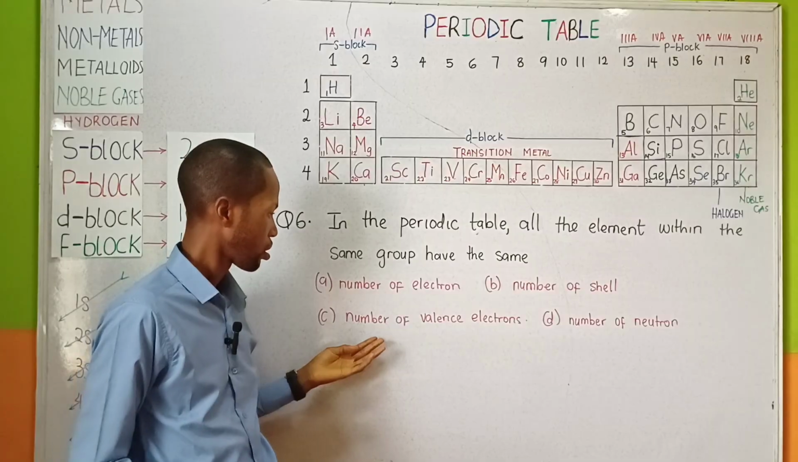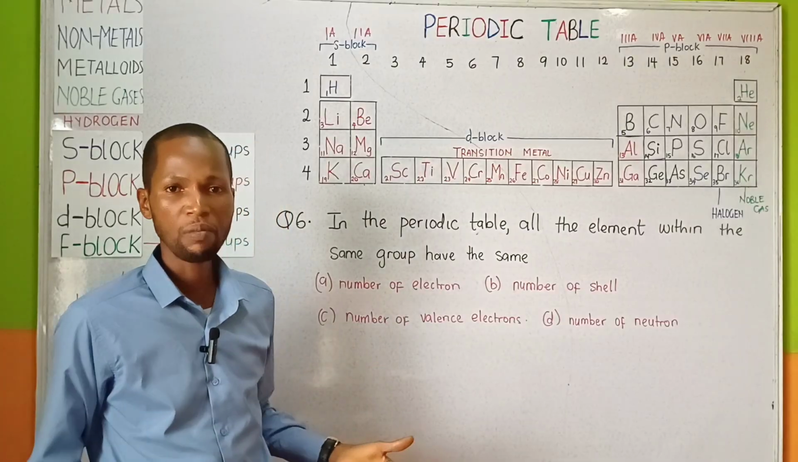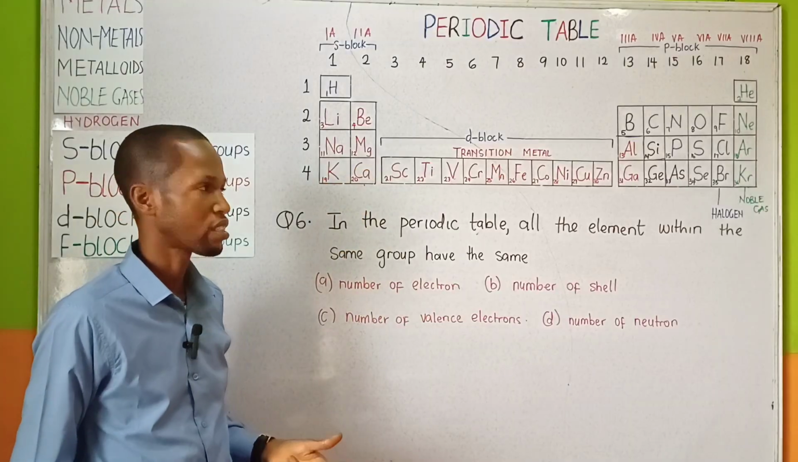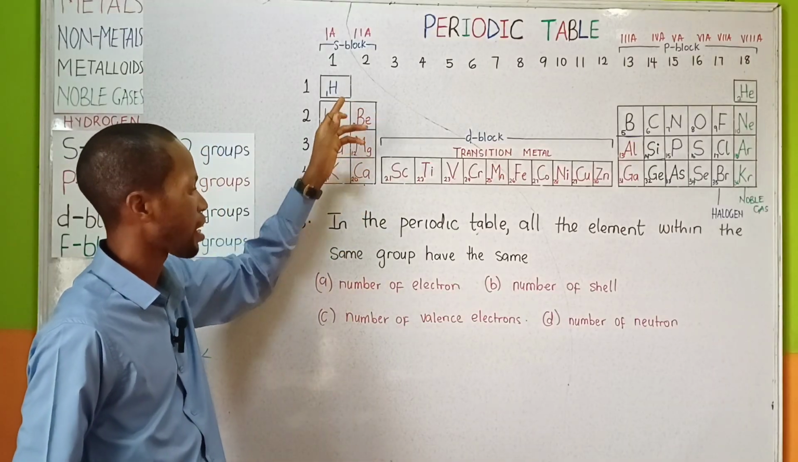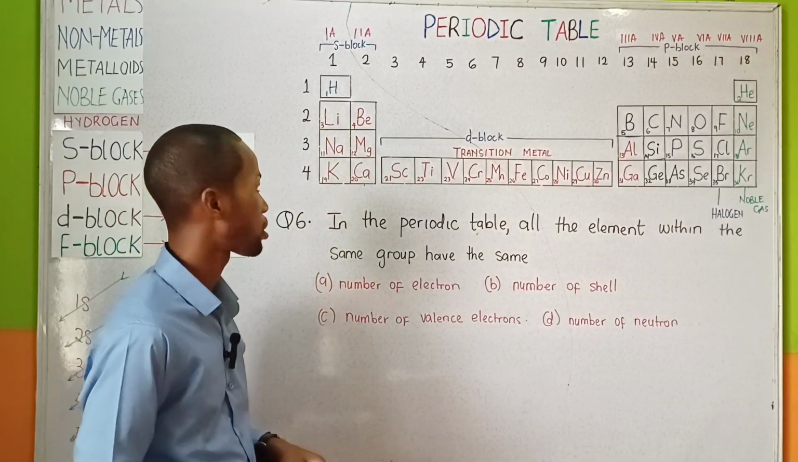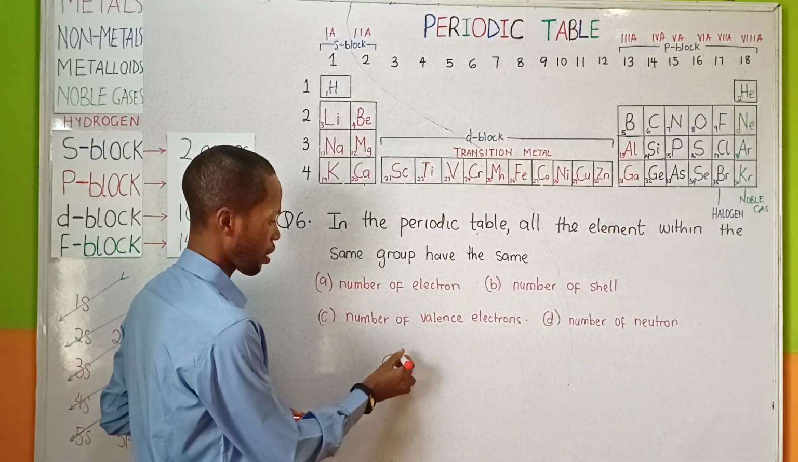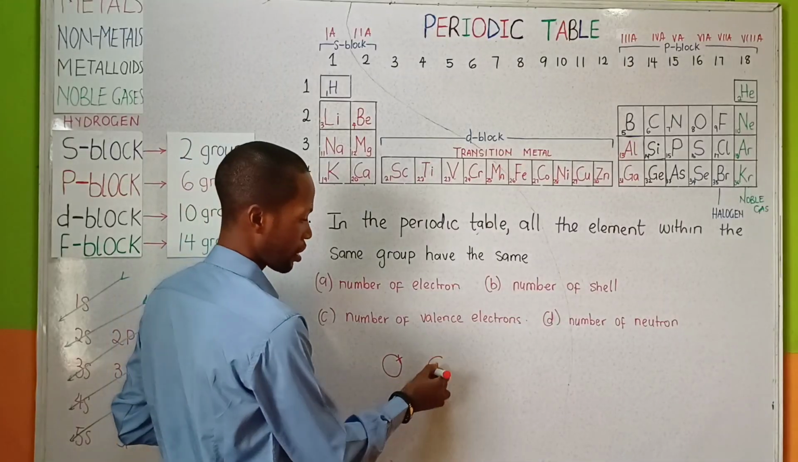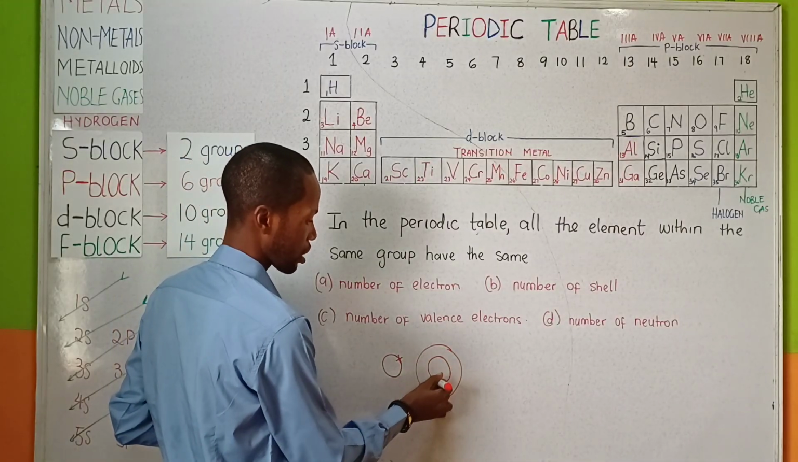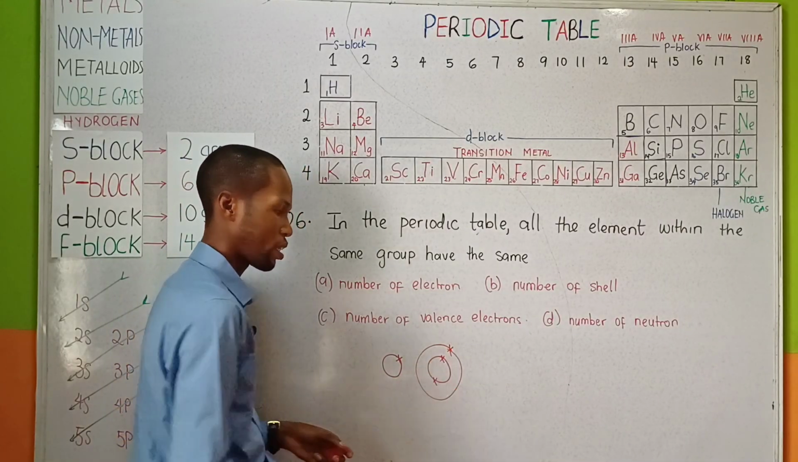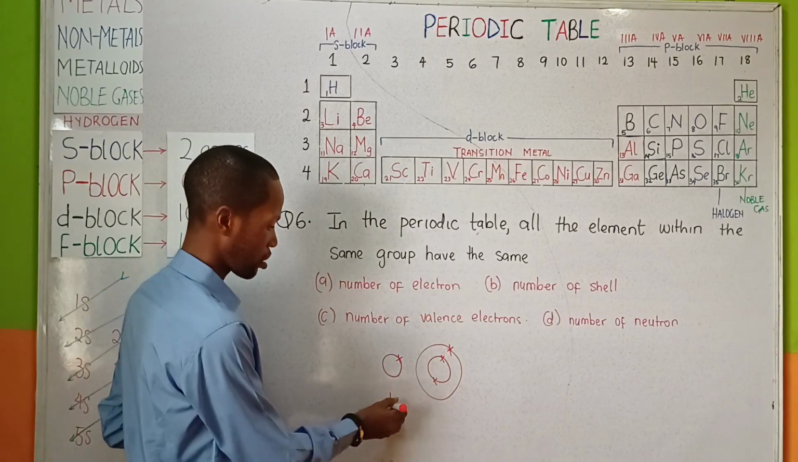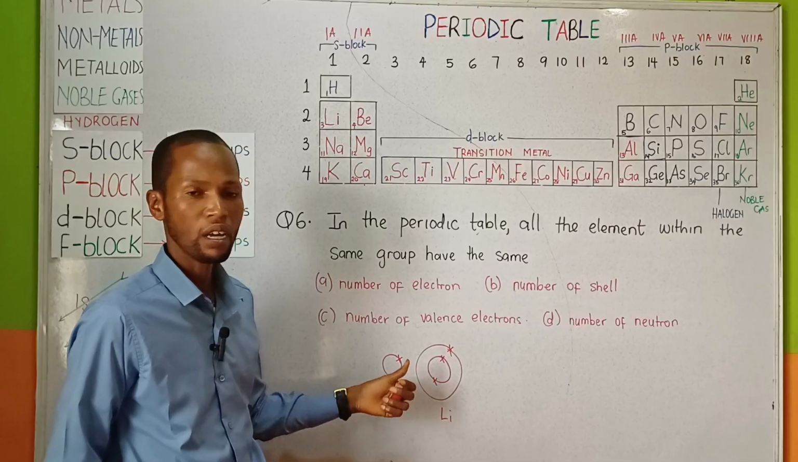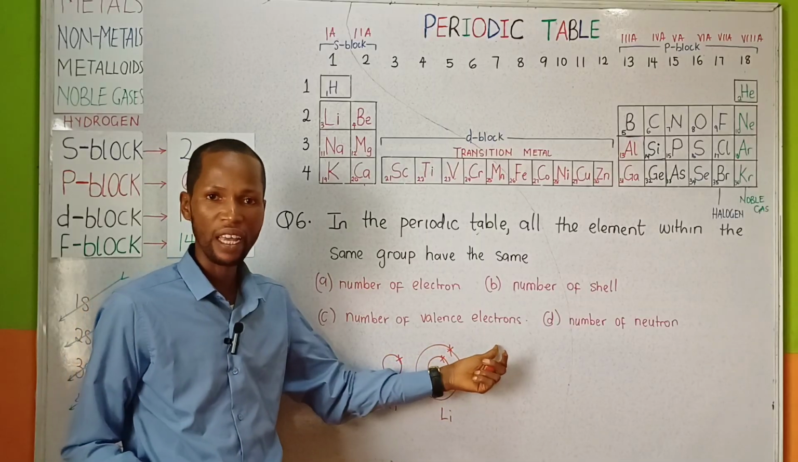Option C. Number of valence electrons. Elements in the same group do exhibit the same number of valence electrons. Hydrogen right here has 1 electron in its outermost shell. The lithium contains 1 electron in its outermost shell as well. That's 3 electrons for lithium. This is for hydrogen, while this is for lithium. So, elements in the same group exhibit the same number of valence electrons.